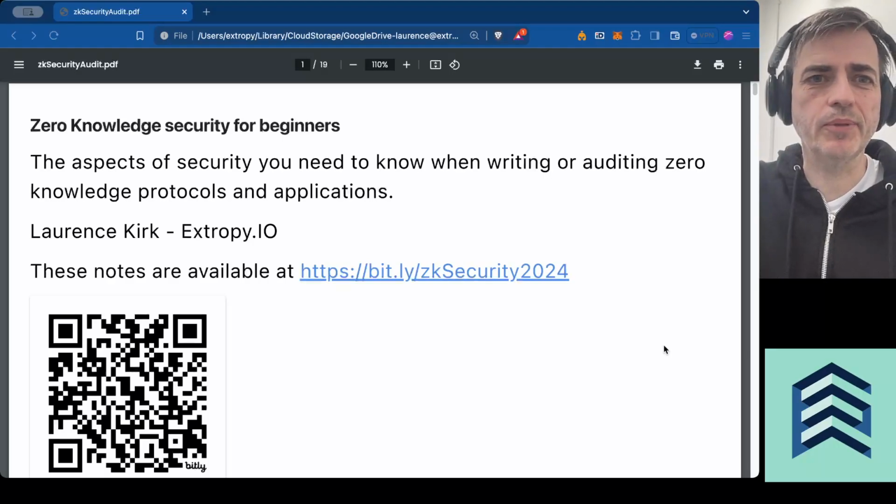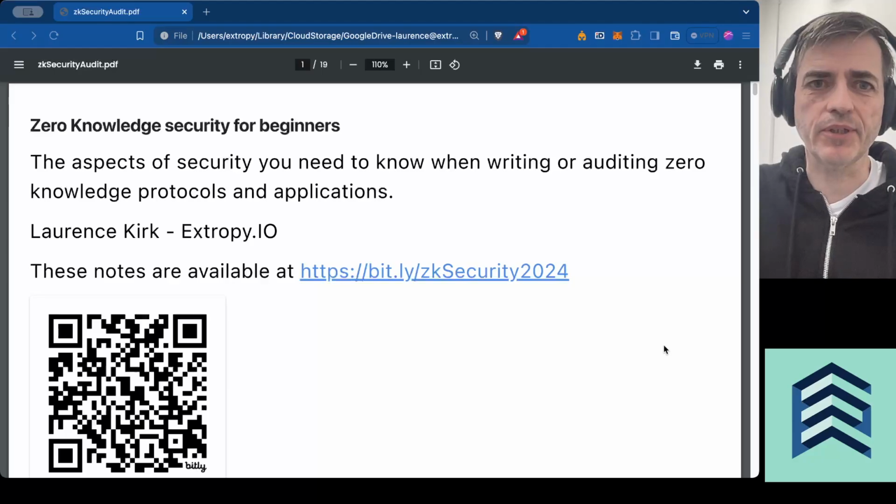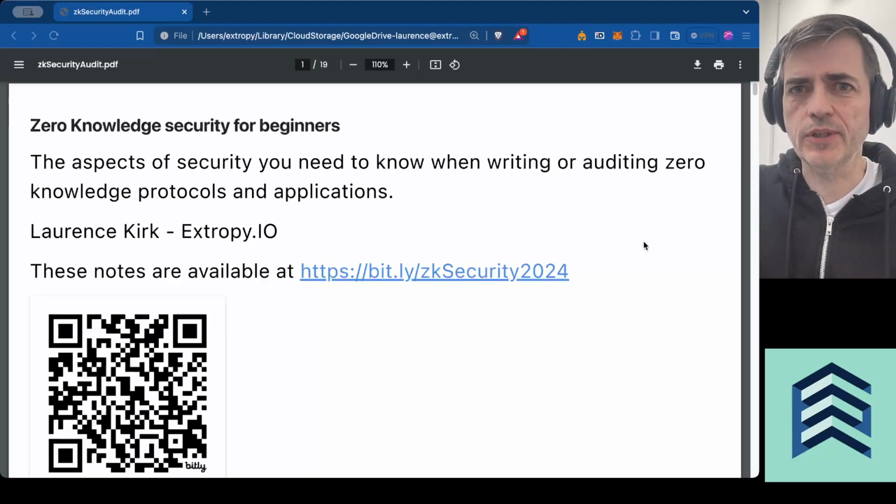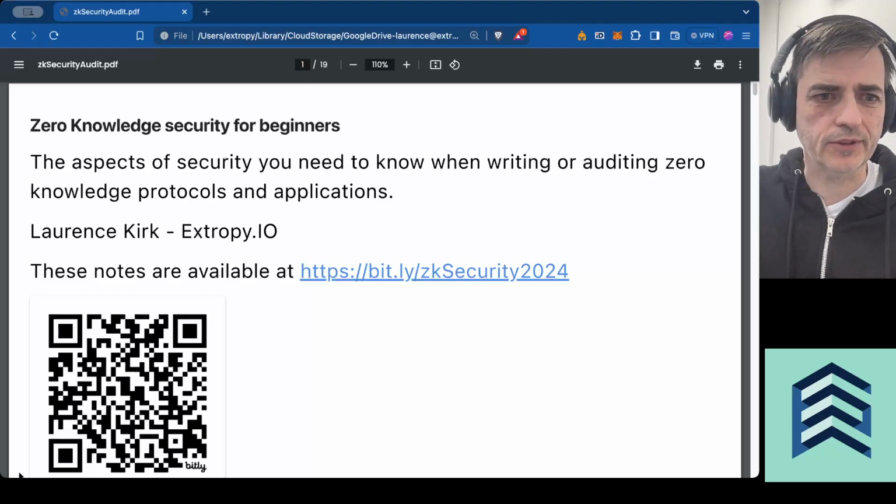Today I'm going to talk to you about zero-knowledge security and auditing zero-knowledge protocols and applications. These notes are available at that link, and there's a QR code there for you to find that link also.